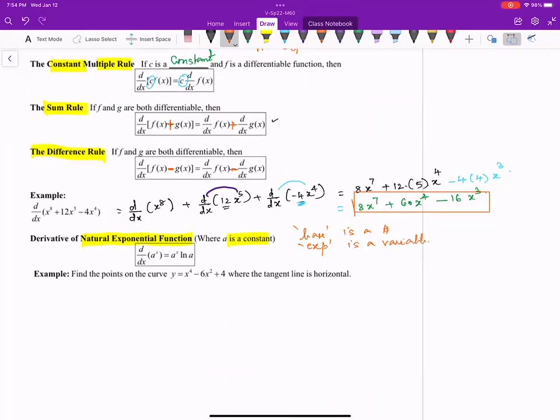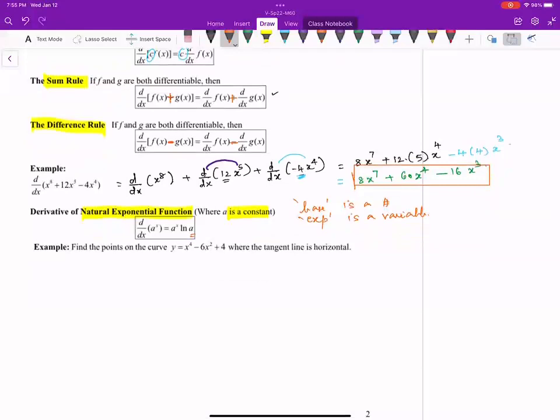The derivative of a to the x is a to the x ln a. We will be using this later on in logarithmic derivatives too. So for now, memorize this formula: derivative of a to the x is a to the x ln a, where a is the base, which is a number, and the exponent is a variable.